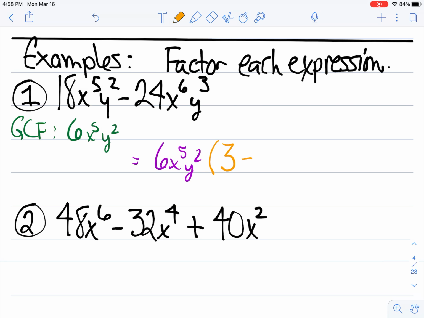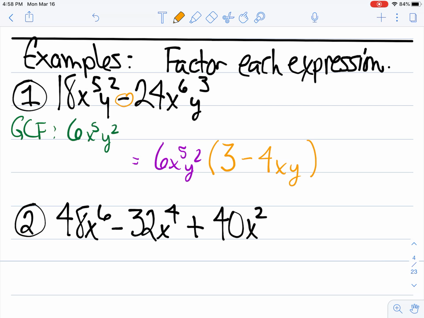We're going to subtract that then, because the sign between them is minus. 24 divided by 6 is 4. x to the 6th divided by x to the 5th is just an x. 3 minus 2 is just a y. So this is the factored form of this polynomial.